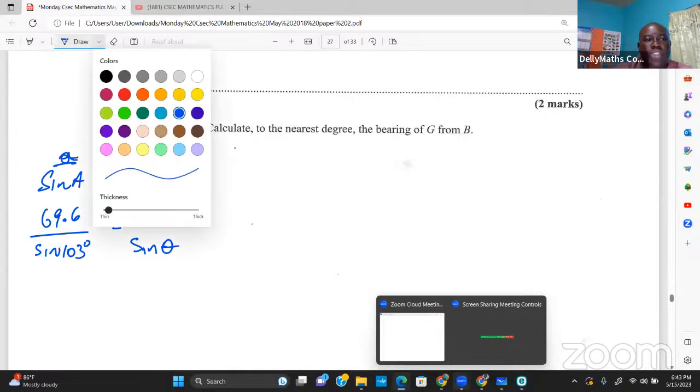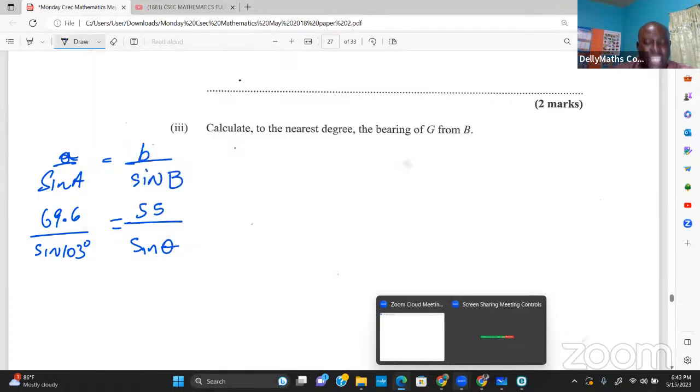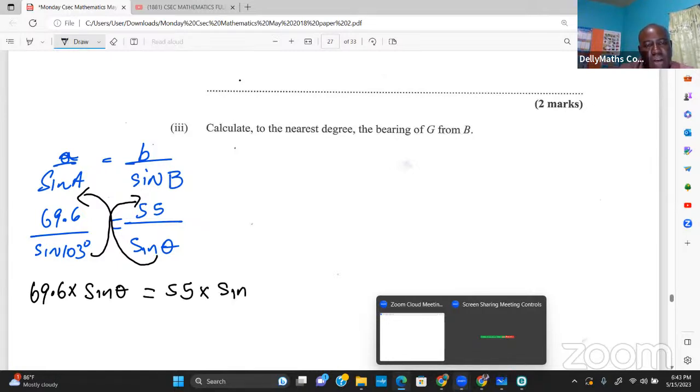So basically what we want to do now is employ a quick cross multiplication. I'm going to take this down here and multiply it by that one over there, and take the sine of the angle and multiply by the 69.6. So I call it cross multiplication. We have 69.6 times the sine of the angle equal to 55 times the sine of 103 degrees.